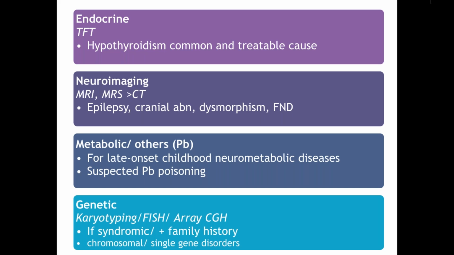Neuroimaging in the form of MRI or MRS is more commonly done than obviously CT scan, but it is indicated if the child is having epilepsy, if there are cranial abnormalities, if the child is having dysmorphism or focal neurological deficit. Metabolic investigations, including lead poisoning testing levels, can be done based on the suspicion for these problems. And genetic testing, this is the most important investigation which is now available and more commonly being done.